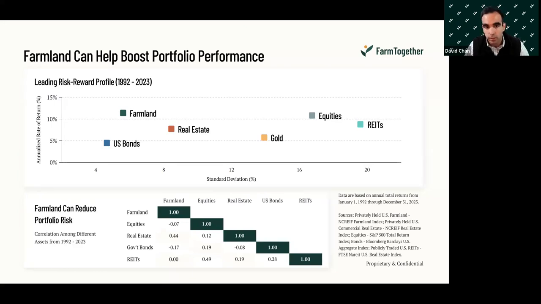And I think a good recent example of this was actually 2022, where it was a very tough year for markets. I believe the S&P may have been down around 18% that year, bonds 14% down. And we saw the NCREIF Farmland Index, which we use as our industry benchmark, actually post a positive return. So that is one of the benefits of farmland. It does tend to be very uncorrelated to other mainstream asset classes and can be a great addition to an investor's portfolio from a diversification angle.